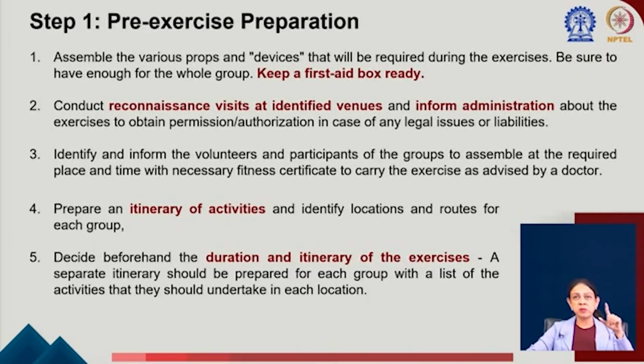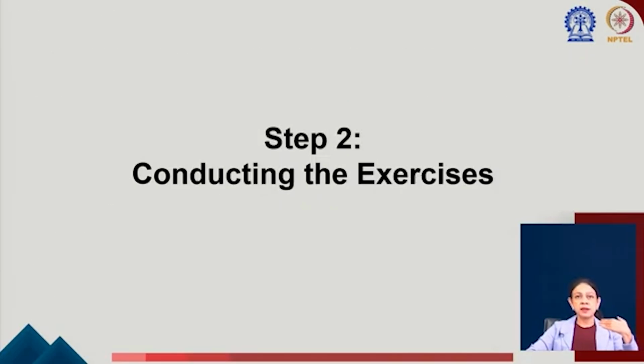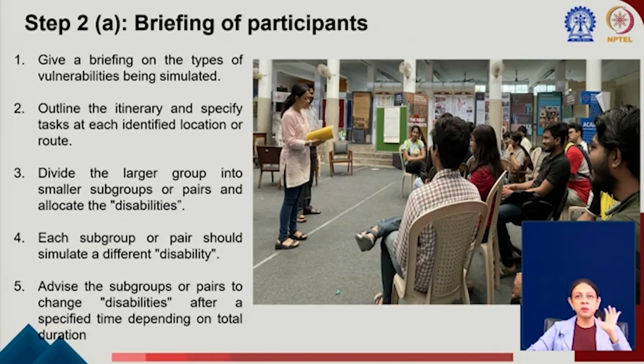So step 1, pre-exercise preparation: get the props, keep a first aid box ready, do the reconnaissance, take permission if required. I mean, if you are doing outdoor, if the police is to be informed, if you're doing it in somebody's premises, if the authority is to be informed, do that. And then prepare an itinerary of activities and the route to be followed, because they are to be told. Then conducting the exercise. So, first one, brief the participants, make them understand, explain to them.